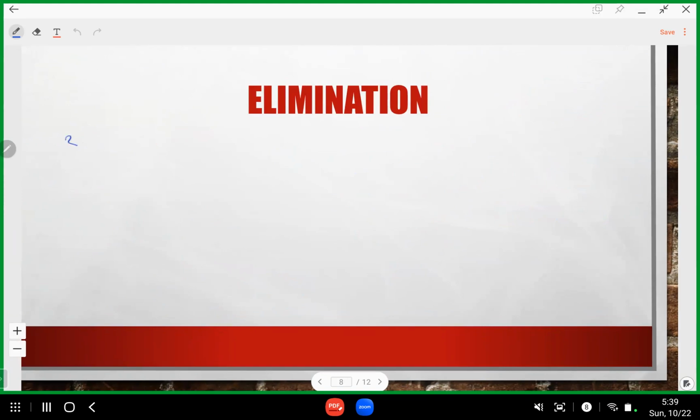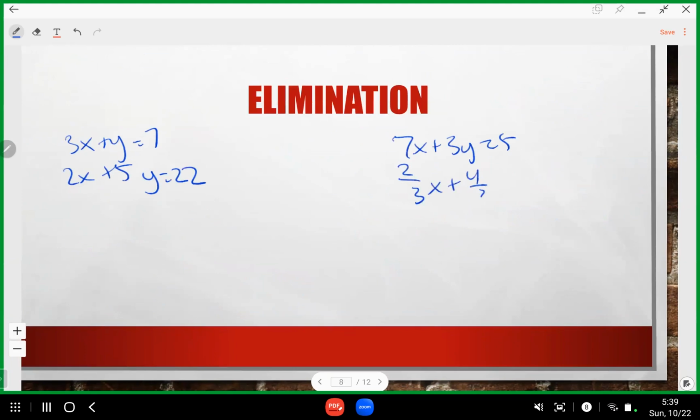So let's actually just do some here. Maybe like 7x plus 3y is equal to 5, and 2/3 x plus 4 over 3y is equal to 1. Let's just do these two, and I'll give you a couple moments to do that.